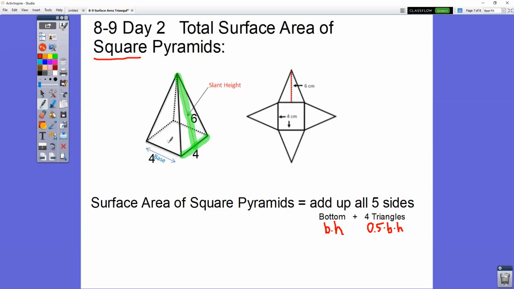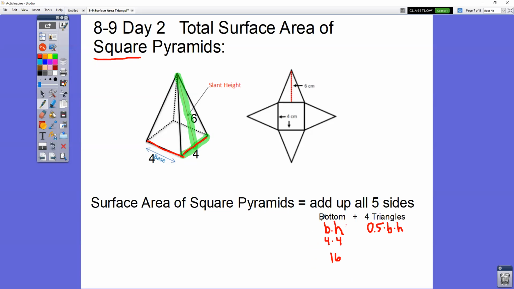So when we're looking at this example, we have 4 as one side of our square, and we have 4 as the other side of our square. And again, those numbers are always going to be the same because it is a square and all the sides are the same on the square. So 4 times 4 is 16. That's the area of the square bottom.